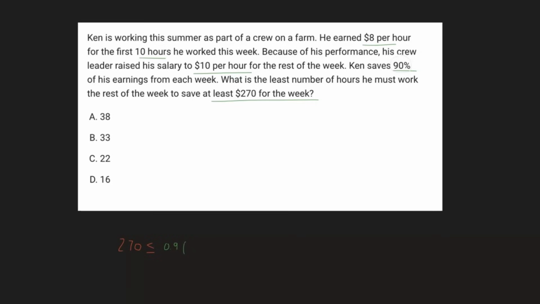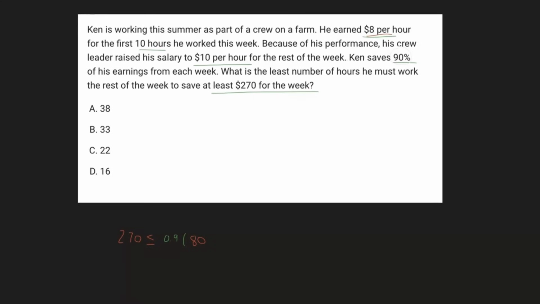So the first thing we want to account for is his initial 10 hours that he worked. So he worked that initial 10 hours at a rate of $8 per hour, right? And therefore, since he worked 10 hours at $8 per hour, he made $80. So we just write a flat $80 right there. But then his performance increased, right? And therefore his salary also increased. It says his crew leader raised his salary to $10 per hour. We don't know how many hours he's going to work at $10 an hour, but we know that he must work a certain amount of hours to make at least $270. To save at least $270.